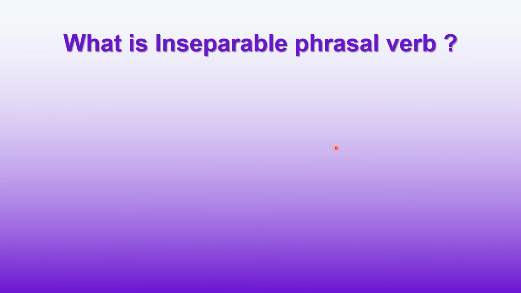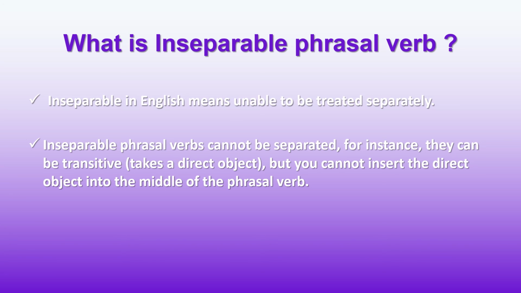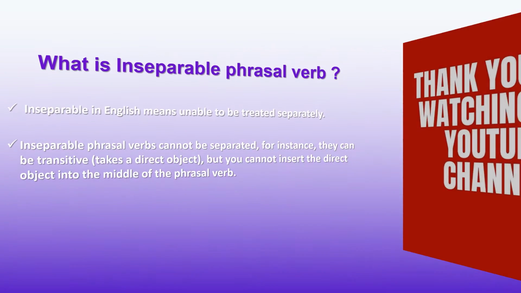Now let's go to inseparable phrasal verbs. Inseparable in English means unable to be treated separately. It's not able to treat them separately. Inseparable phrasal verbs cannot be separated from instance. They can be transitive, taking a direct object, but you can't insert the direct object into the middle of the phrasal verbs.